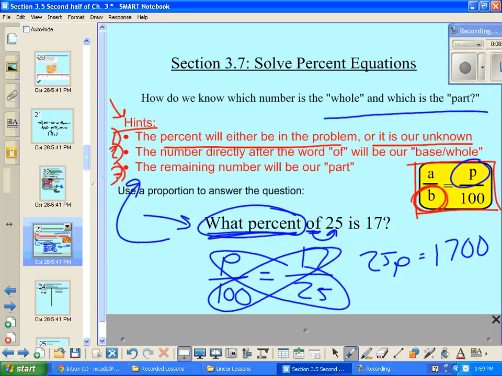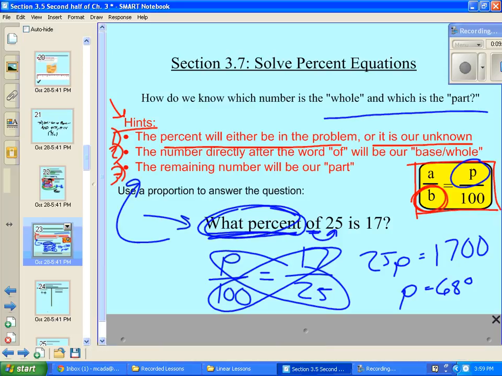So again, what I'm really doing when I'm cross multiplying is making a new equation. There's my equation. Now the left side is 25P. The right side is 1700. And if I just take 1700 divided by 25, I'm going to get P equals 68. Since this problem is looking for a percent, I should put 68% as my answer.